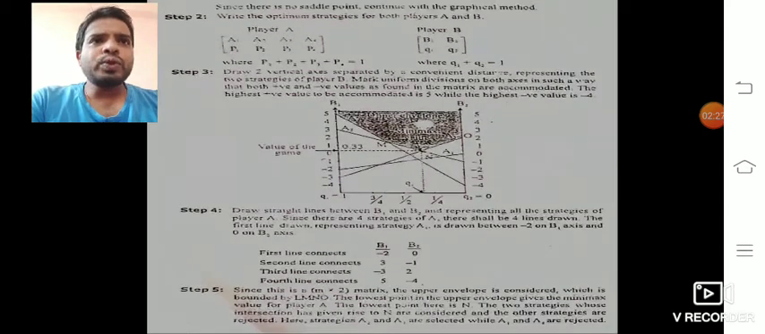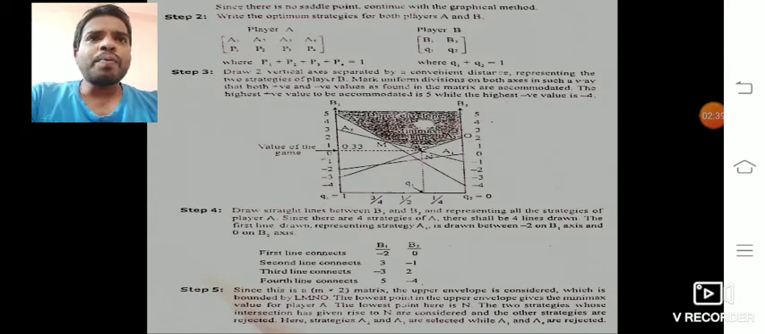Now, in step 2, go for writing the optimal strategy for both players A and B, that means the SA matrix and SB matrix. For the SA matrix, you can write how many strategies there are for player A. There are 4 strategies, A1, A2, A3, A4, with probabilities P1, P2, P3, P4. Now player B has 2 strategies, B1, B2, and the probabilities are Q1, Q2.